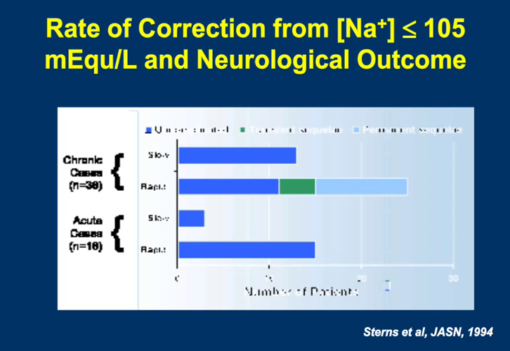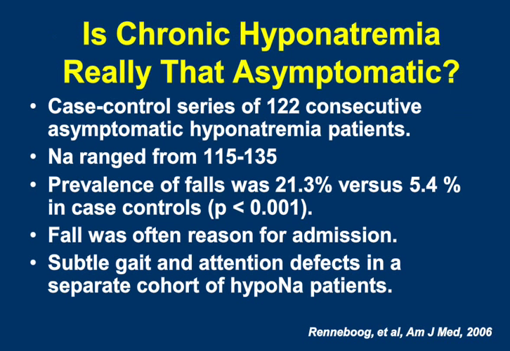And the corollary to that has been, well, because it's pretty asymptomatic, you don't need to worry about it. Well, one paper 5 years or so ago sort of set that on its end. They took 122 consecutive asymptomatic patients with chronic hyponatremia, variable sodiums from 115 to 135. What was interesting, these patients had all presented to a medical emergency room in Belgium.